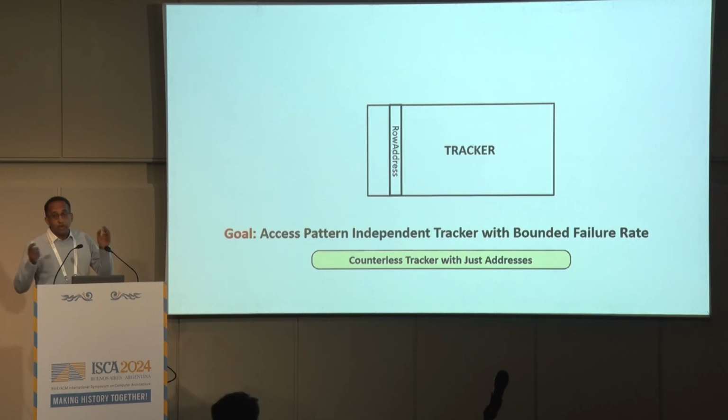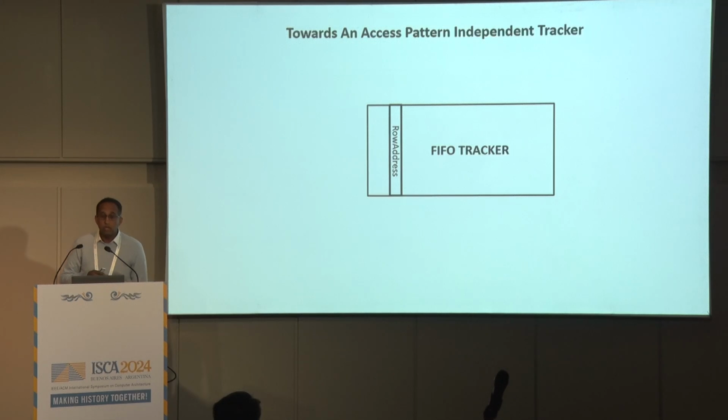So now if you have a tracker that is just holding addresses, how do you go about managing such a tracker? We propose to use FIFO management. Recall, with a FIFO, you can never do random access. You can either fill or you can read out. FIFO gives us a way to bound the tracker failure modes, as we will see later.